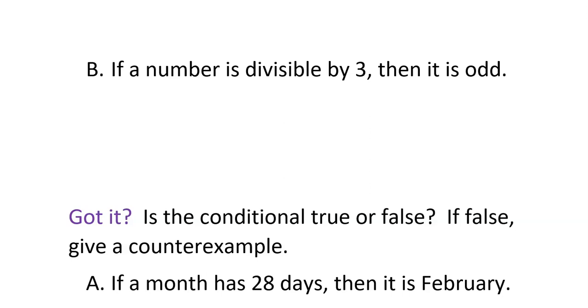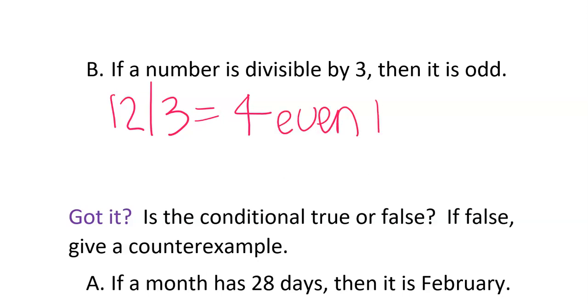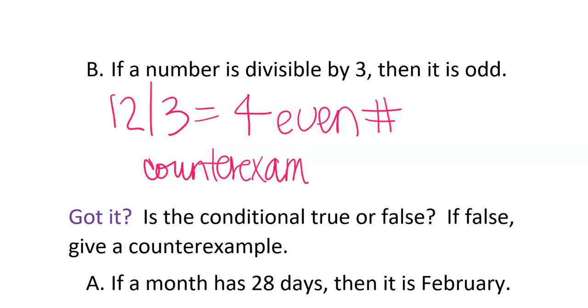How about this one? If a number is divisible by 3, then it is odd. Okay, so Lexi, you were shaking your head no. Can you come up with a number that's divisible by 3 that isn't odd? 6. Oh, sorry, 12. Okay, so 12 divided by 3 is 4, but 4 is an even number. So your counterexample is 12.